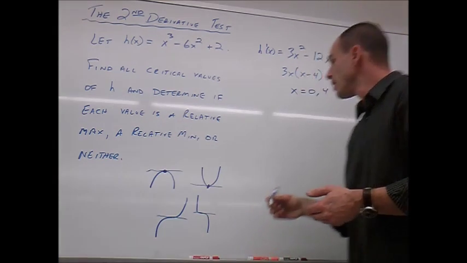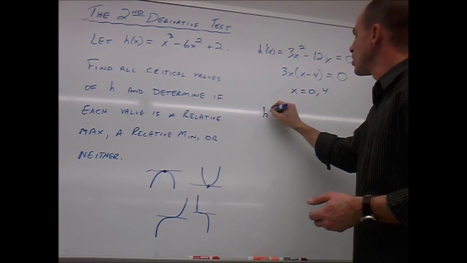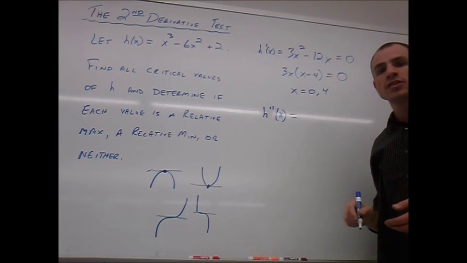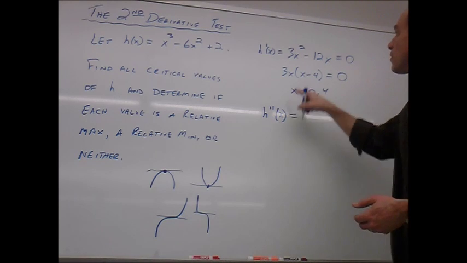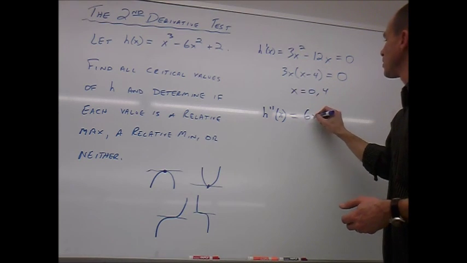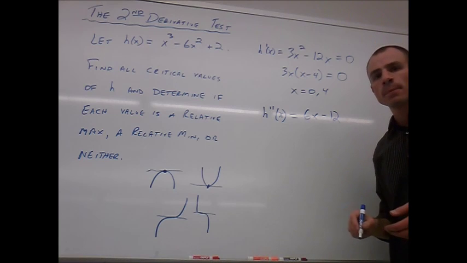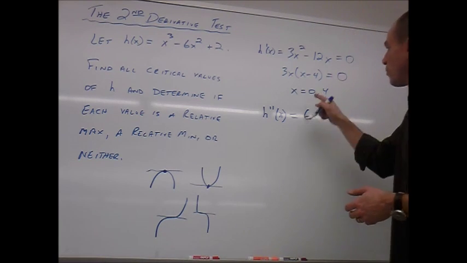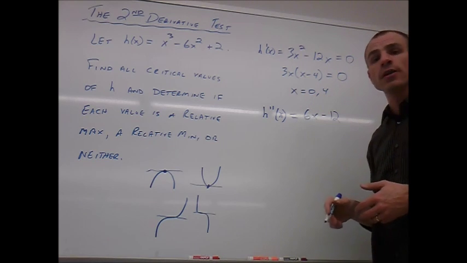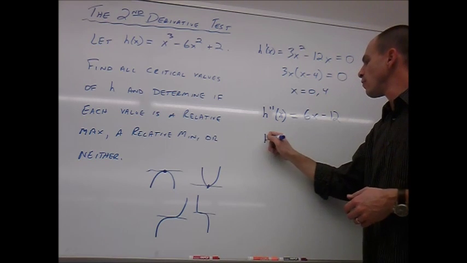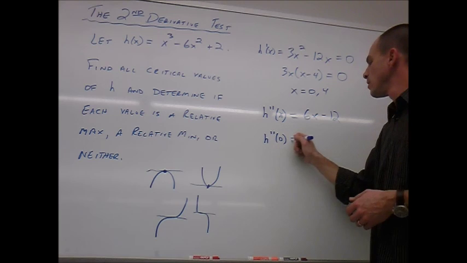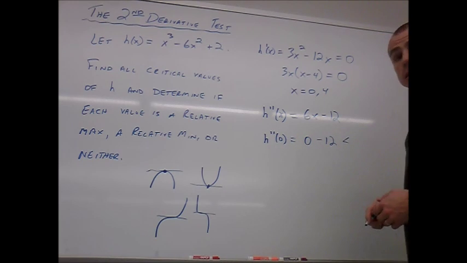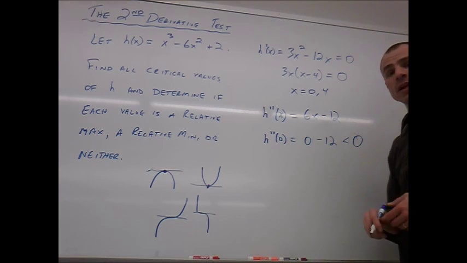So let's go ahead and do that. We need to find h double prime of x, and that's why I picked this polynomial. It's a nice, quick second derivative to get. The second derivative we see here will be 6x minus 12. I'm not interested in when the second derivative is equal to 0. All I want to do is plug the two critical values into the second derivative. So if we plug in 0, we have 0 minus 12, which is definitely negative. It's definitely less than 0.